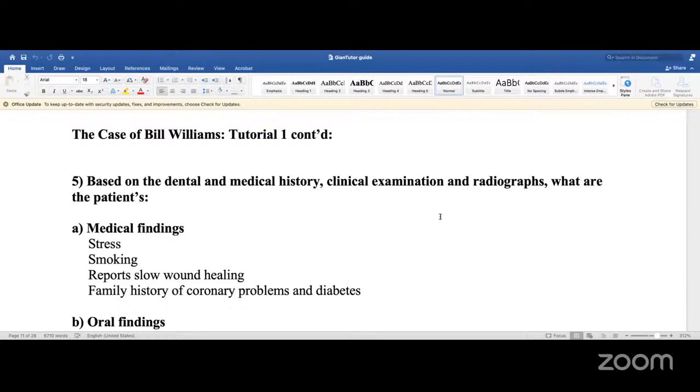There is presence of generalized recession with clinical attachment loss. The presence of swelling is present with respect to 3.3 and 3.4. The presence of white lesion is present with respect to 4.3 and 4.4, extending on the buccal mucosa.